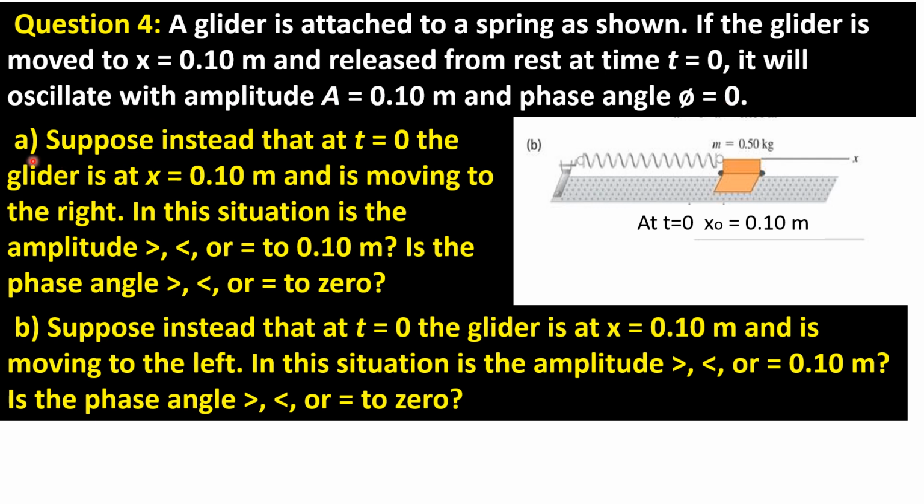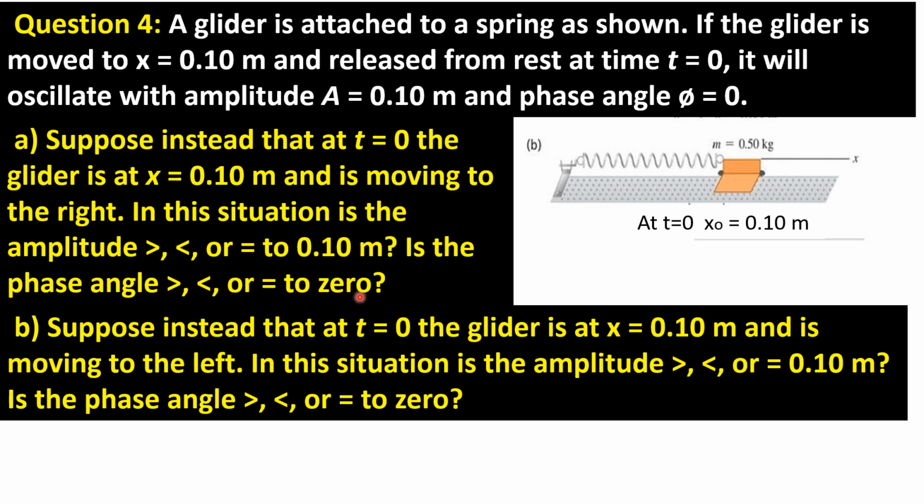Now, question letter A. Suppose instead that at time 0, the glider is at x equals 0.10 meter and is moving to the right. Okay, so in this situation, is the amplitude greater than, less than, or equal to 0.10 meters? Is the phase angle positive, negative, or is it equal to 0?